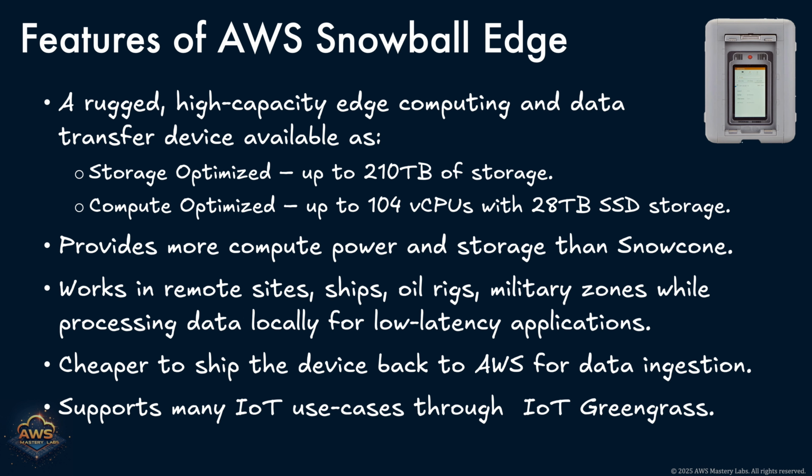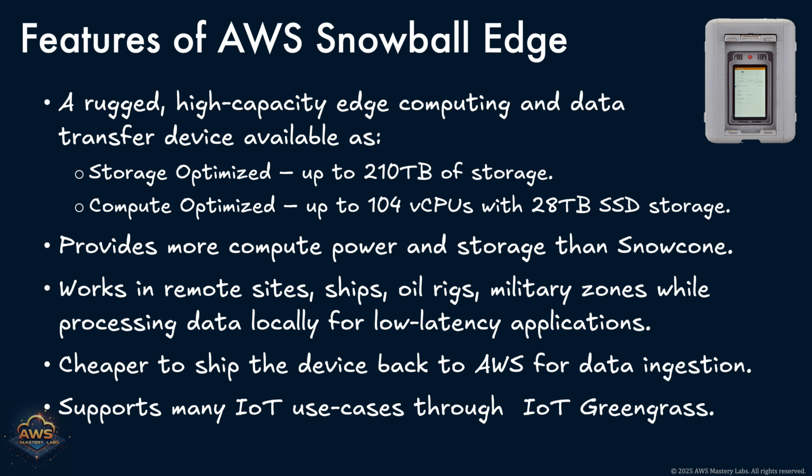AWS Snowball Edge is a powerful and flexible member of the AWS Snow Family, engineered for secure, large-scale data migration and edge computing in environments where traditional network transfers are impractical or cost-prohibitive. Unlike basic storage appliances, Snowball Edge devices offer both high-capacity storage and onboard compute, making them ideal for processing data locally and moving it to AWS efficiently.